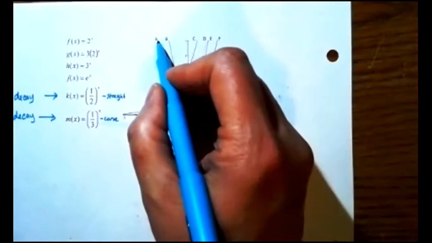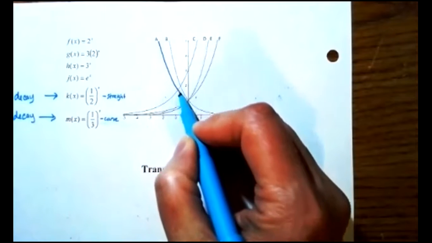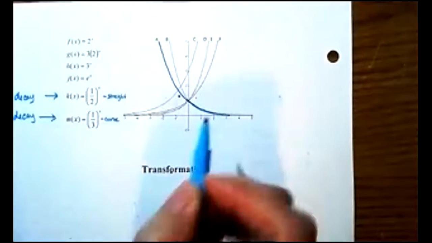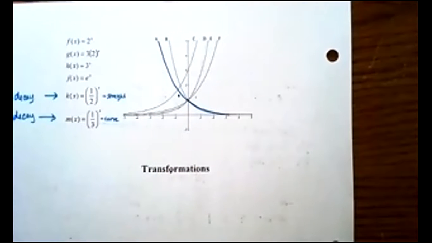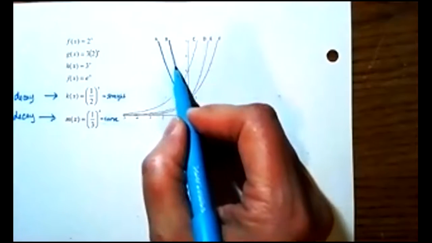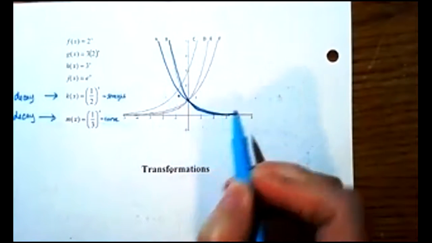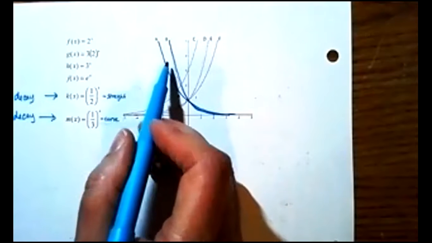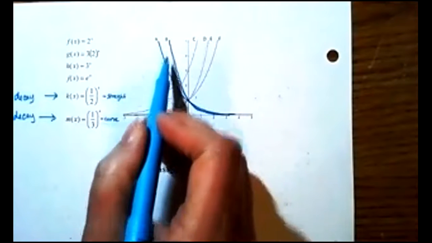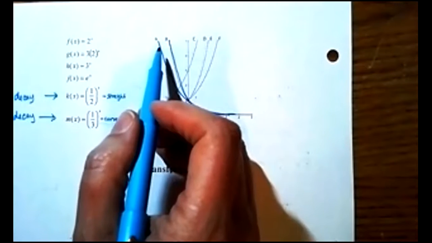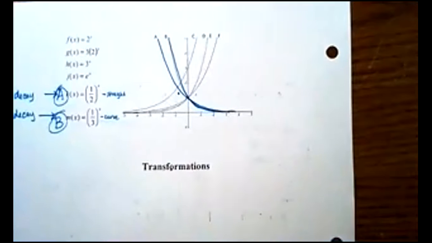So we've got 2 choices. We've got graph A coming down like this, and then we have graph B coming down like this. Those are my 2 decay graph choices. So which one is more bent than the others? And I would say that's graph B. So I'm going to say that graph B is this one, the m of x function, and graph A is the k of x function. Did you match me?